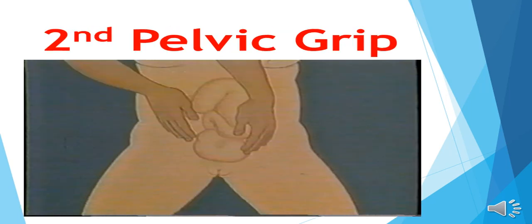The second pelvic grip is used to know the degree of flexion of the fetal head. As you can see, if the head is fully flexed, the occiput will be felt lower down than the sinciput. But if the head is fully extended, the reverse will occur, and so it will be a face presentation.